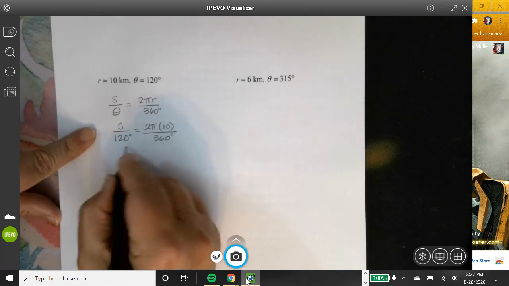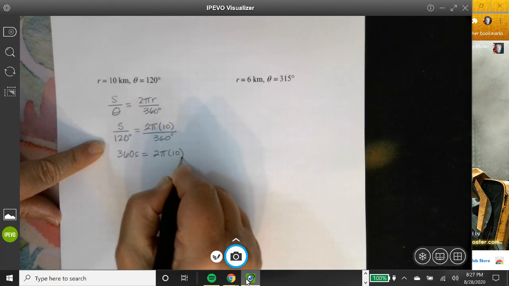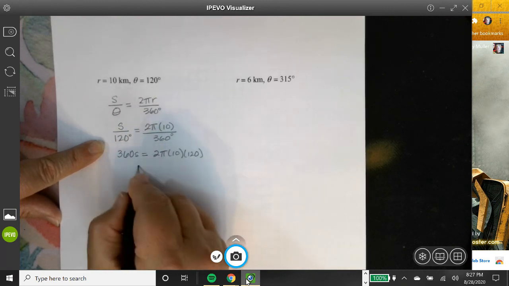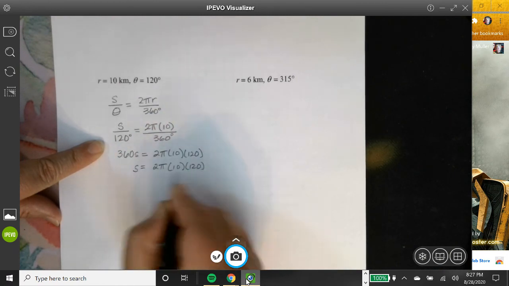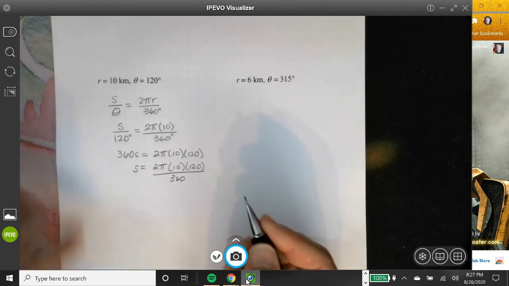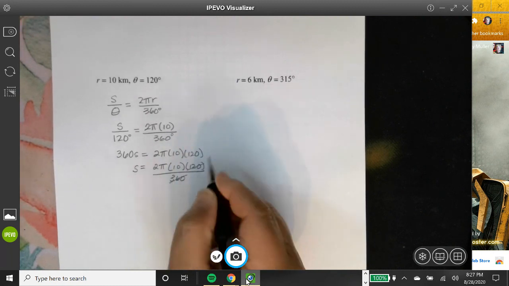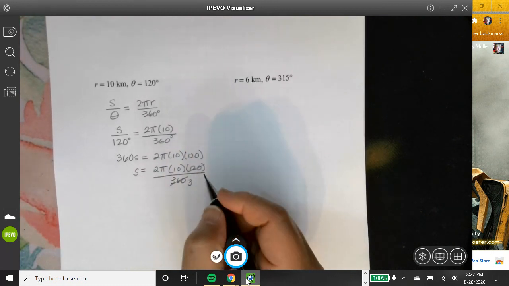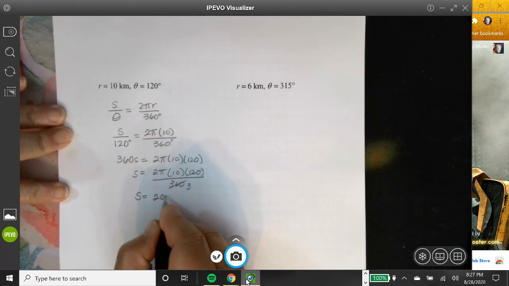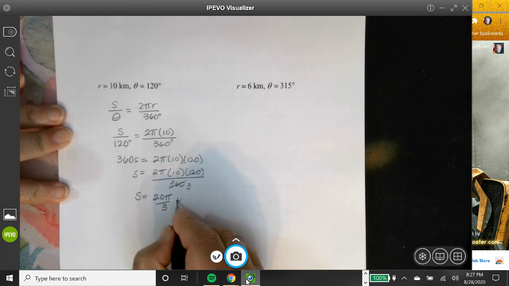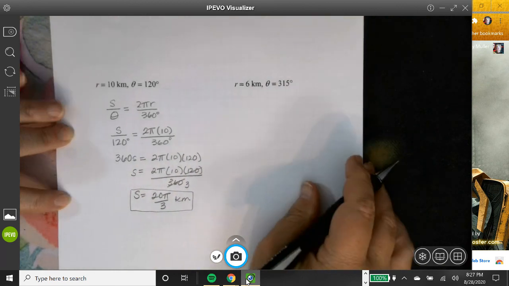Cross multiplying, we get 360S equals 2 pi times 10 times 120. And then I get S equals 2 pi times 10 times 120 all over 360. And if I want to reduce that, I can say that 120 goes into 360 3 times. And then I get, what is that, 20 pi over 3? 20 pi over 3 kilometers. Yep, there we go. There's our answer. Next one.